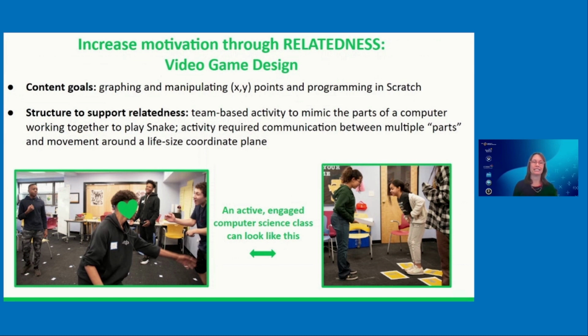My college students designed a team-based activity that would mimic the parts of a computer working together to play the video game called Snake. This was the game that they were originally asking the students to learn to program. But now they have this activity going on that's going to require communication between multiple parts of the computer that are being played by the humans, and movement around a life-size coordinate plane.